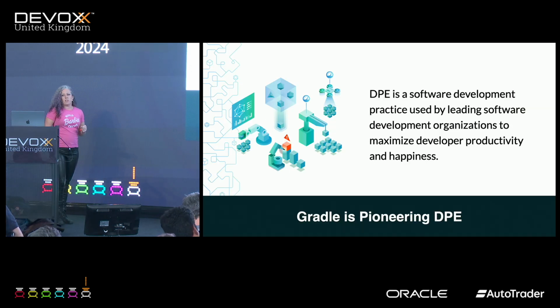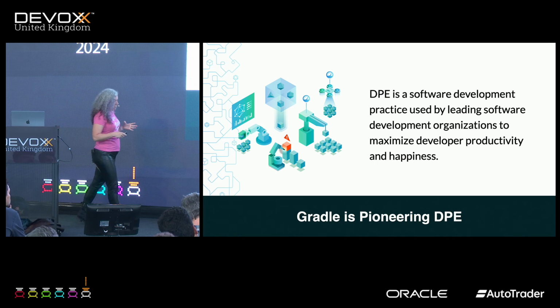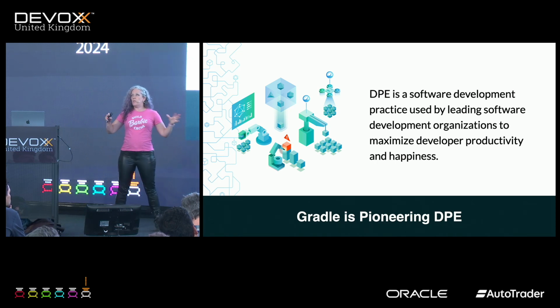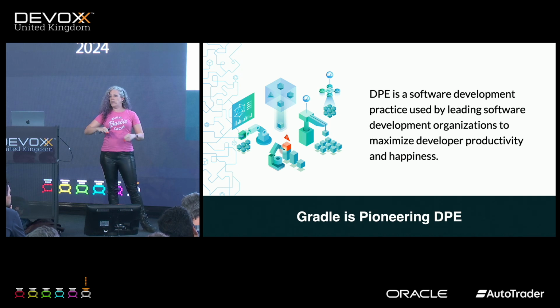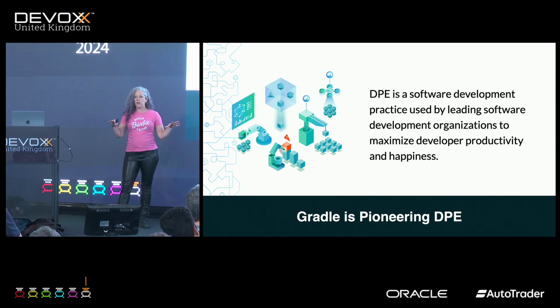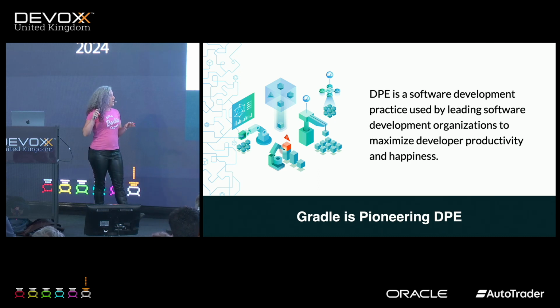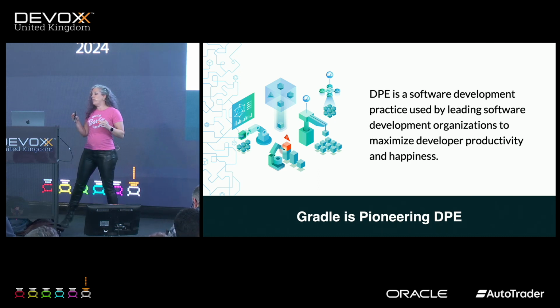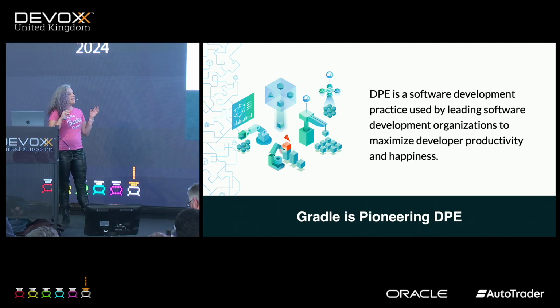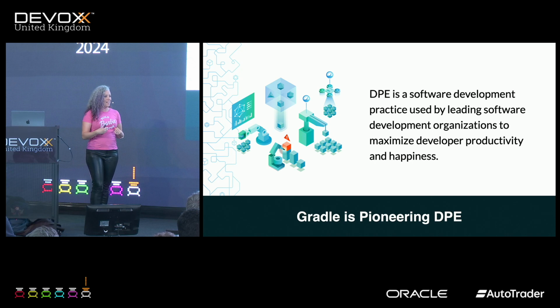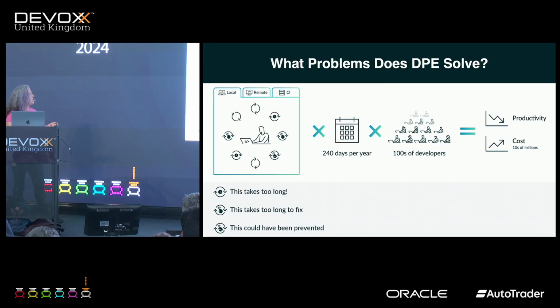So what has this got to do with developer productivity engineering? So DPE is a software development practice used by leading software development organizations to maximize developer productivity and happiness. So the idea is that at Gradle, we're trying to talk about DPE, but it also falls under the same sort of blanket as platform engineering, developer experience. There's a lot of terms in this kind of area. But the idea is to figure out a way to not only maximize developer productivity, but the happiness of developers, which is much more important to me as a developer than my productivity. This is something me and Holly are going to talk about in our talk tomorrow as well, so it's all related.